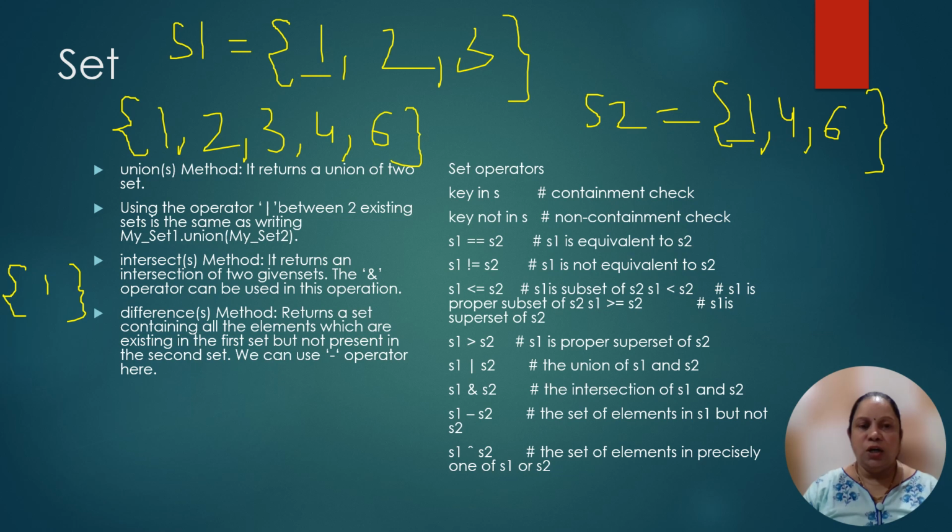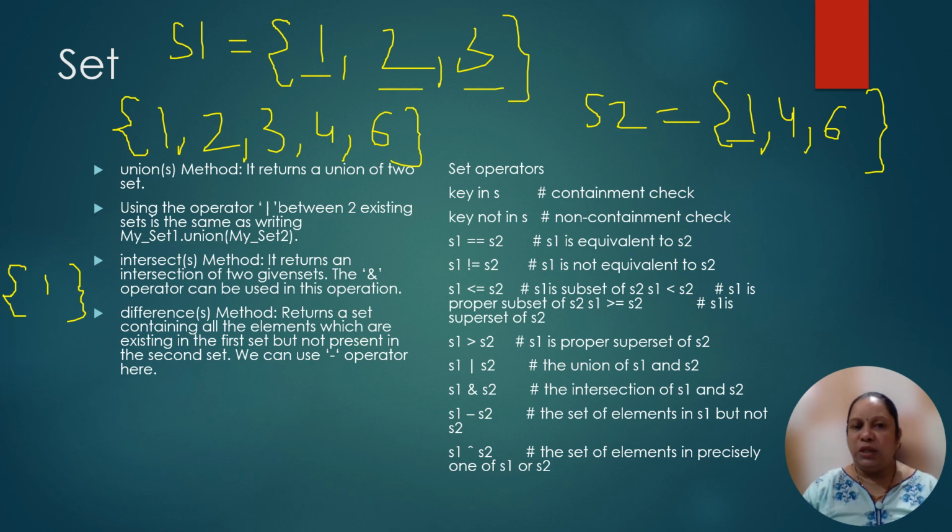Then we have got difference. Difference means if I say S1 dot difference S2, it will give me what is there in S1 but not in S2. That is what it is going to give us. So which are the elements which are there in S1 but not in S2? 2 and 3. 1 is already there over here, so it is not going to be counted. So the answer of this difference is 2 and 3.